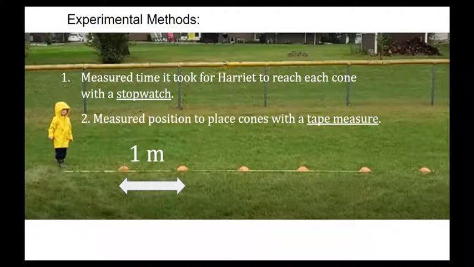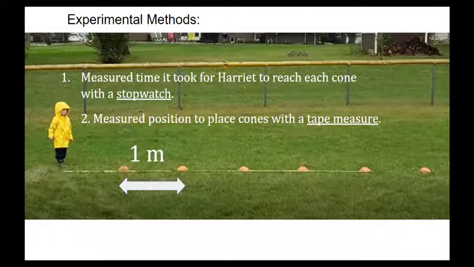And I wanted to measure how fast she is. How fast is typically velocity? So I knew velocity, and we'll talk more about this later, is change in position over change in time. So I laid out cones on a little course for her to run. I measured the time it was going to take for her to reach each cone with a stopwatch, and I measured the position to place the cones with a tape measure.